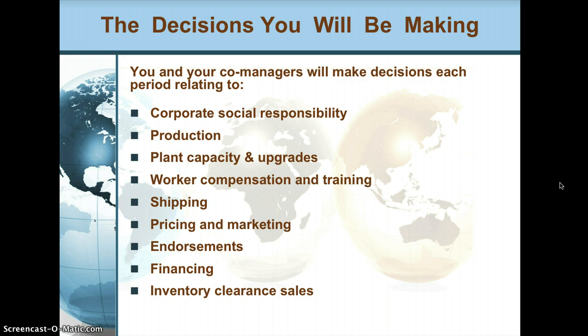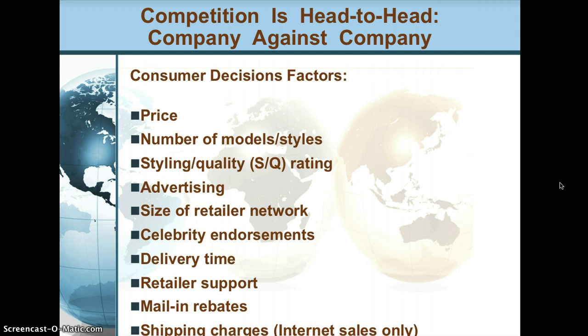Pricing and marketing decisions. You will have the opportunity to bid to sign celebrities who will endorse your company's footwear products. You will have financing decisions of your company. And plus, there's a screen for making annual sales forecasts and deciding whether to have inventory clearance sales or not. The competition is head-to-head, well, at least within each industry. Remember, we are running 2 different industries here, where we have 5 companies in each industry.